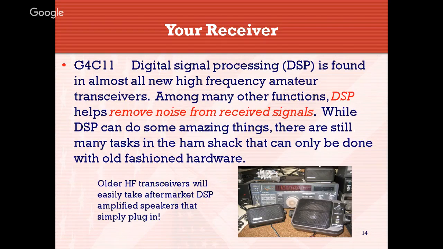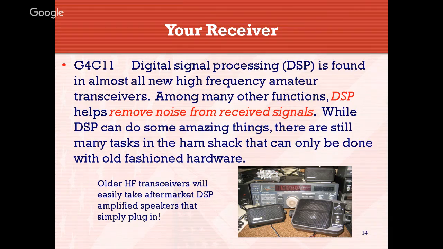Okay, as we move along here, G4 C11, digital signal processing is found in almost all new high frequency amateur transceivers. And among many other functions, DSP helps remove noise from received signals. That's another function, not just the ability to reject adjacent channels or signals, but hopefully to kind of reduce the noise that may be on the frequency, even some atmospheric noise that may be there can be processed to at least try to minimize.